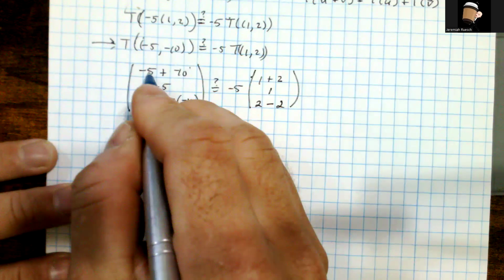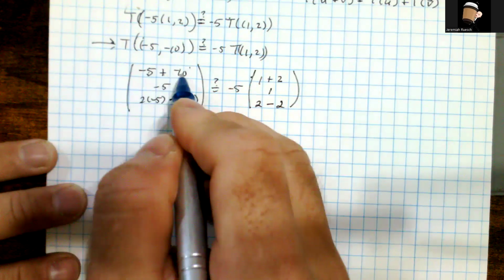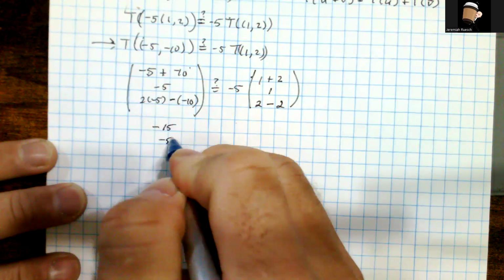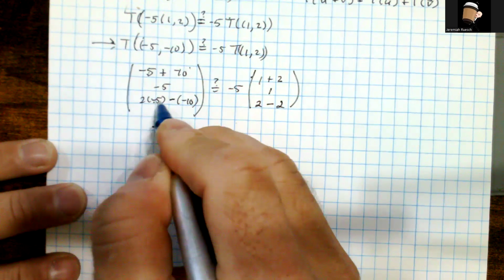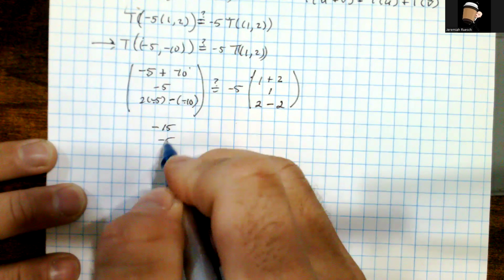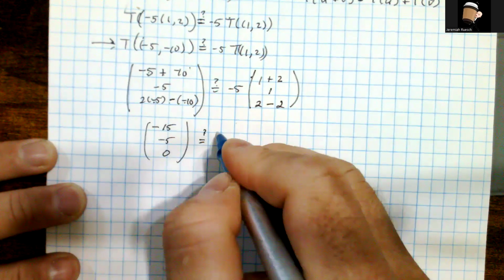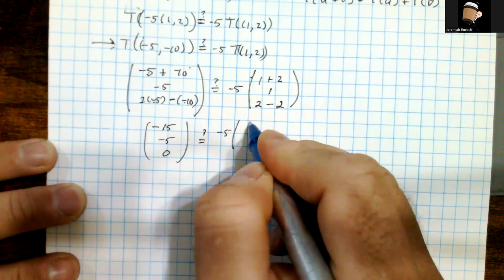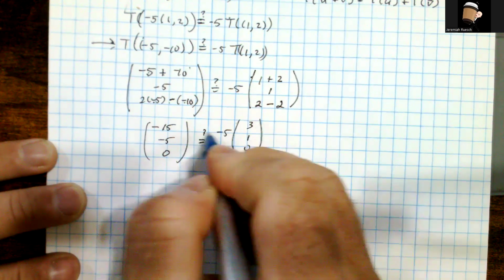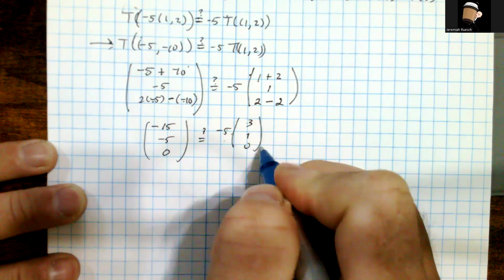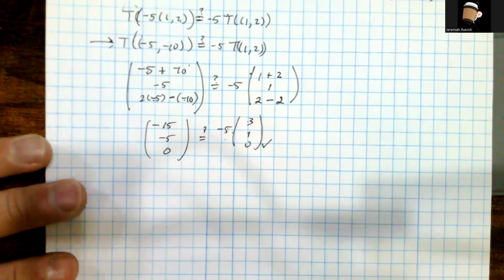Let's go and simplify. We have negative 5 plus negative 10, which gives us negative 15. That's going to stay the same as negative 5. This is negative 10 minus a negative, so positive 10, so it becomes 0. And it's the same thing as negative 5 times (3, 1, 0). If I multiply each of these in, this would be negative 15, negative 5, and 0. So it checks off that that is true.